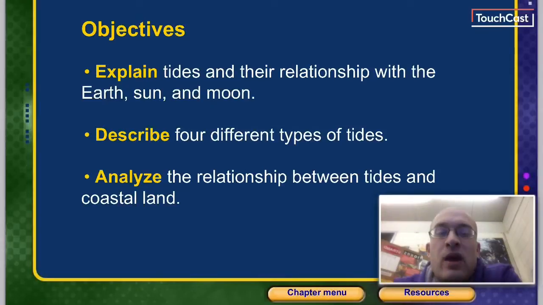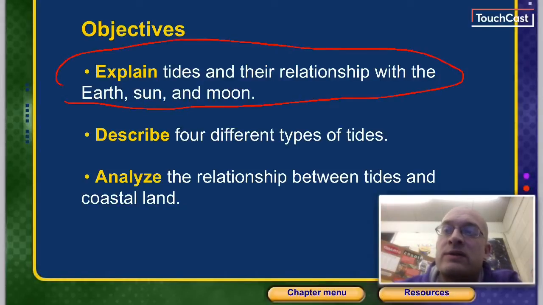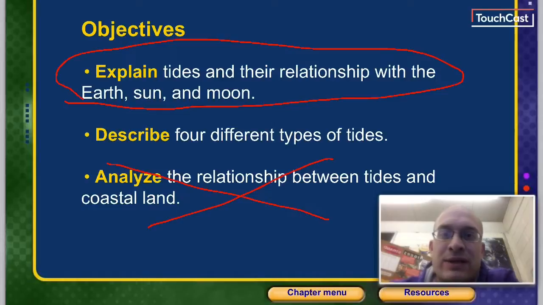When we look at your objectives for this section, the one that I'm really going to focus on when we take the test on Wednesday is the first one: explain tides and their relationship with the earth, the sun, and the moon. This one is the main focus. The last one, analyze the relationship between the tides and coastal land: we're not going to get into the coastline and the effects of erosion with the tides, because it's not tested as heavily on the MCA. So we're going to focus on the first one. With the second one, you do have to know the names of those tides.